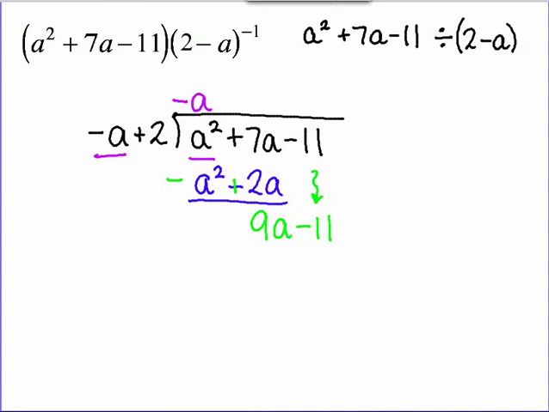So now, negative a times what gives me 9a? Negative 9. Very good. So negative 9 times negative a is 9a. Negative 9 times 2 is negative 18. So now I switch my signs, and what do you get? 7. This one doesn't come out even.